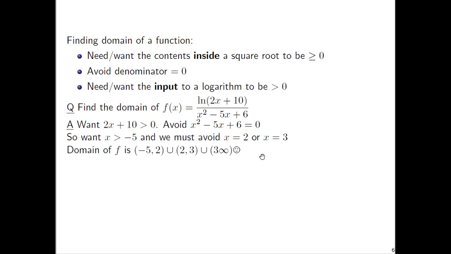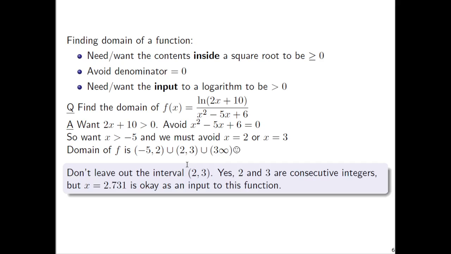So if we put that all together, the domain is going to be parenthesis negative 5. We can't have negative 5 itself. It's x is greater than negative 5. So parenthesis negative 5 comma 2, parenthesis, avoiding 2, union parenthesis 2 comma 3 parenthesis, union parenthesis 3 comma infinity parenthesis. Now, what about this 2 comma 3?